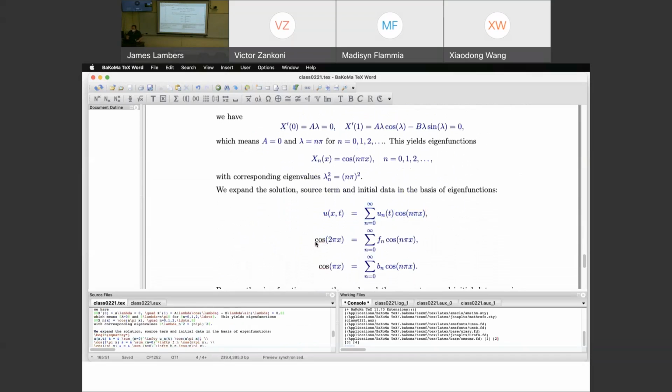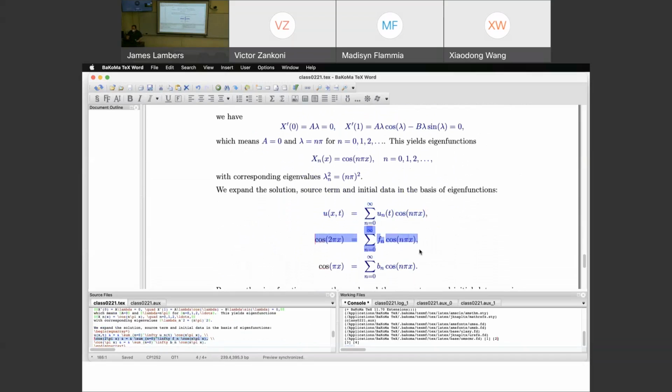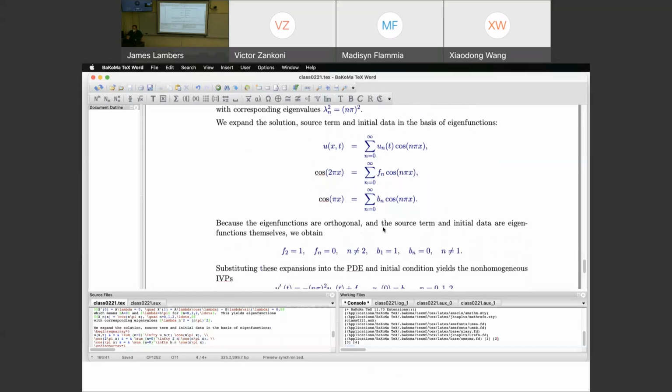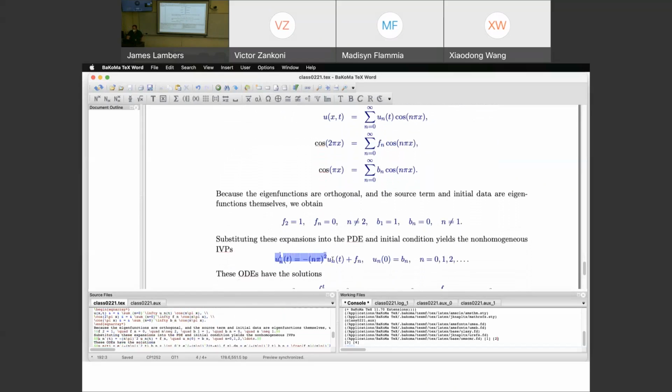You're going to have an expansion of your source term that has coefficients Fn, and then an eigenfunction expansion of your initial data, all using the same eigenfunctions. The coefficients that you get from these tell you what your ODEs are. So your ODE will be something of this form.